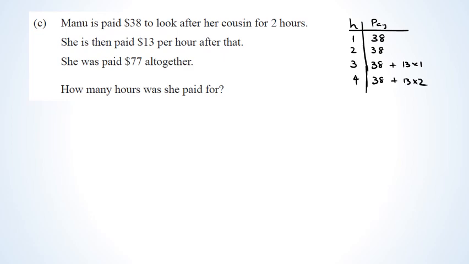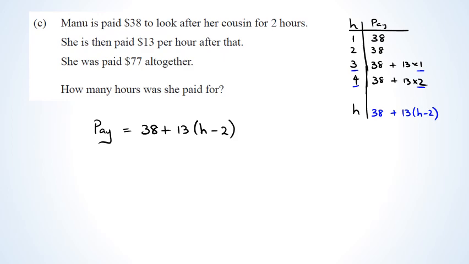So if I was to keep carrying on like this and just say, what about just h, then I need to look at these numbers here. 3 and 1. 1 is 2 less than 3. 4 and 2, 4 minus 2 is 2, 3 minus 2 is 1. So in this case, I'm going to get an equation of 38 plus 13 multiplied by h minus 2. Okay, so that's what my equation is. So I can straight away say pay is equal to 38 plus 13 times h minus 2. Not h, sorry, that should be pay, whatever the pay is.